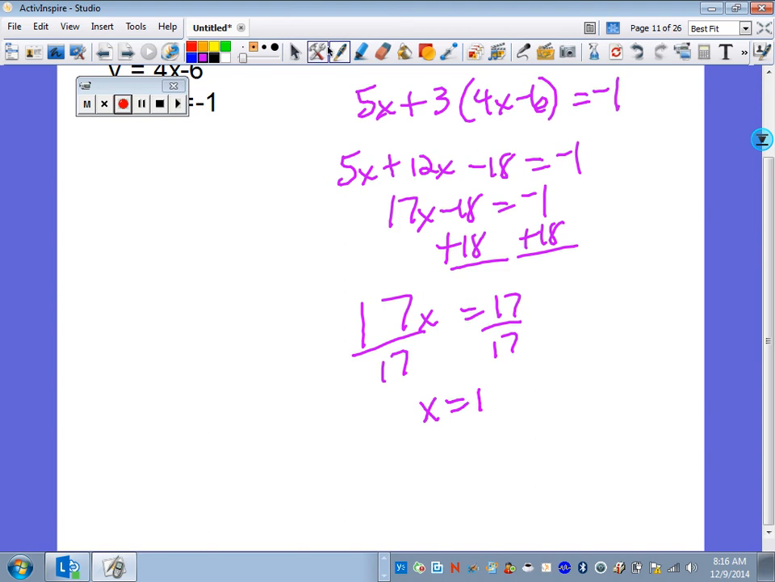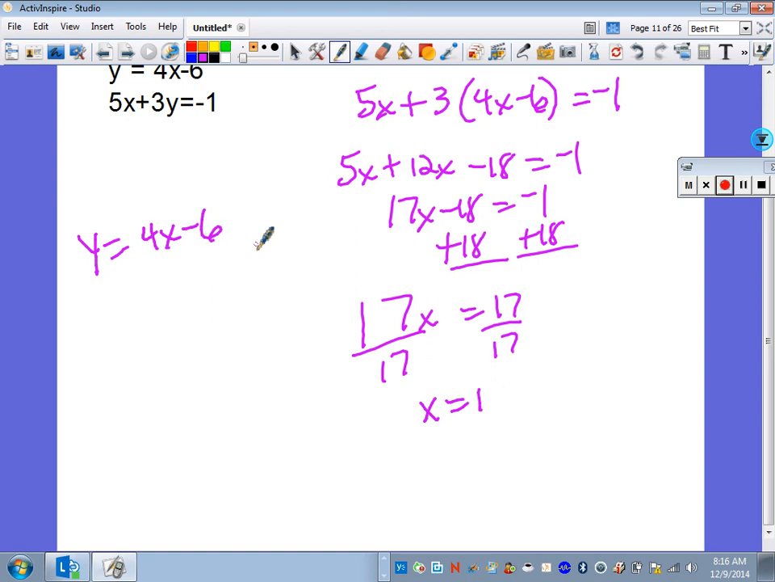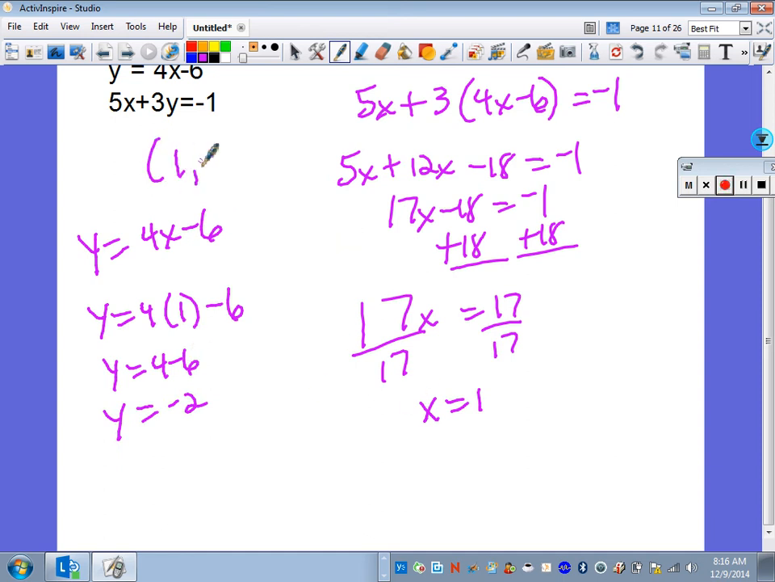Now, what I'd like to do is I'd like to know, I have x, I need y though. So I'm going to use this equation. I'm going to replace this x with the 1. So I have y equals 4 times 1 minus 6. You can plug that straight in the calculator or figure it out. So y equals 4 minus 6, so y is negative 2. So my answer is going to be 1, because that's x, and then negative 2, because that's y. And there's my answer. Okay?